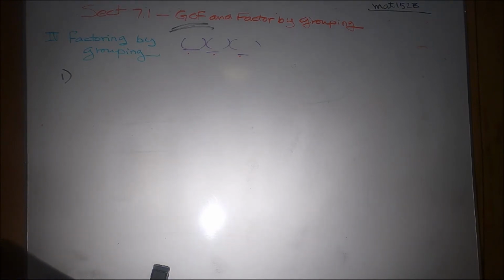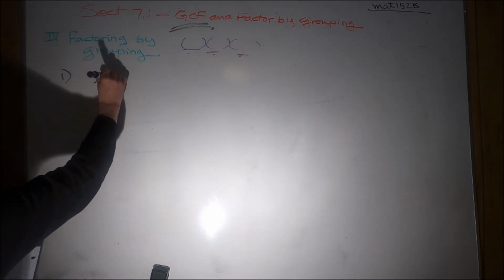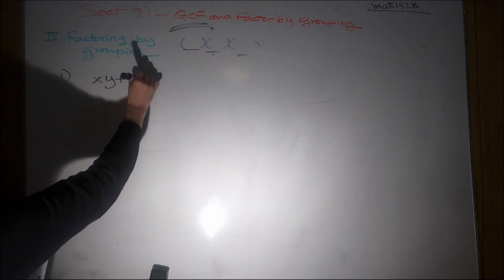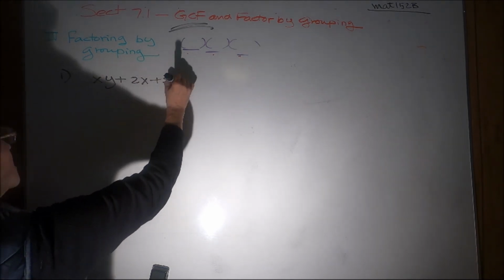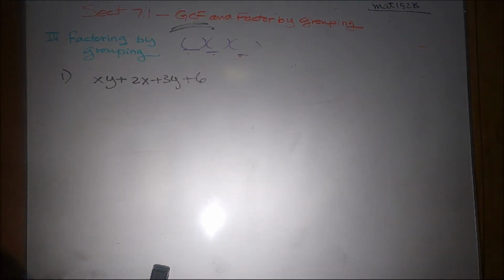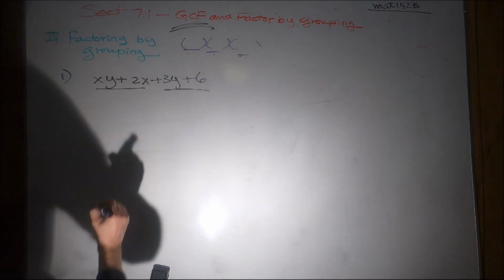Now we are going to do factoring by grouping. You are on page 12. Let's see, what do we mean by factoring by grouping? Look at the example, the first one. How many terms do we have? 4 terms. So we can just split it into 2 groups.